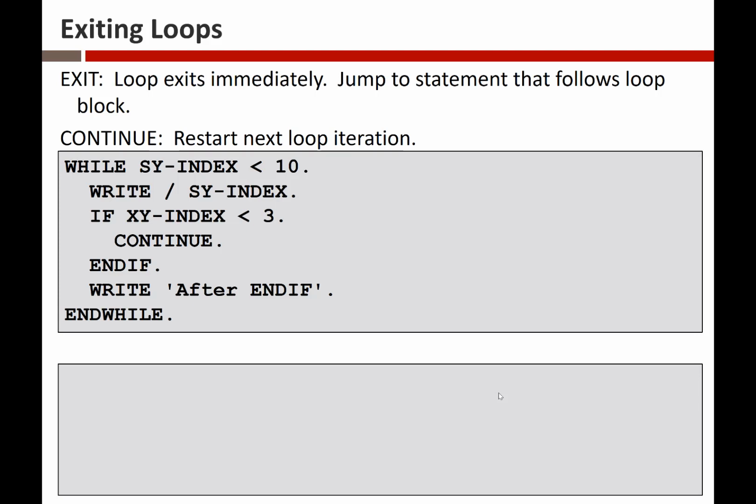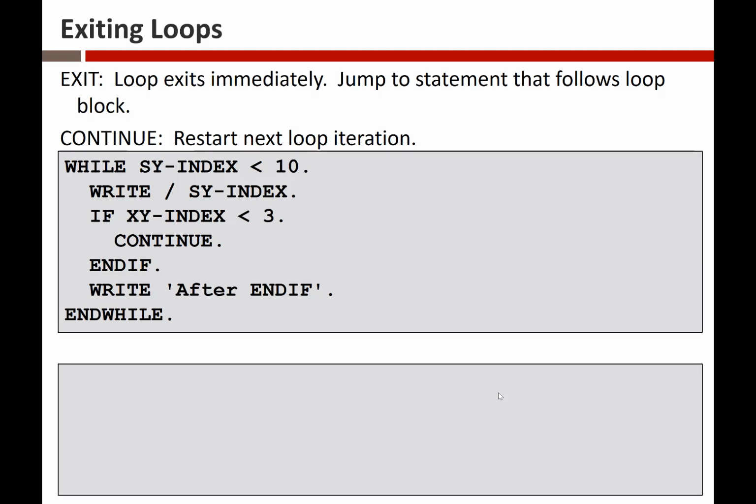So now SY-index is 2. 2 is less than 10. I'm going to write 2 on the screen. If 2 is less than 3, it is. I see continue. I jump to the end and back up to the top. Now SY-index is 3. So I write 3. Is 3 less than 3? No, it's not. So I no longer take the body of this if, and I write out after end if. So then I'm going to write out 4 after end if, 5 after end if, and so on. The last thing I will write out is 9 after end if, and then this portion of the program will terminate.